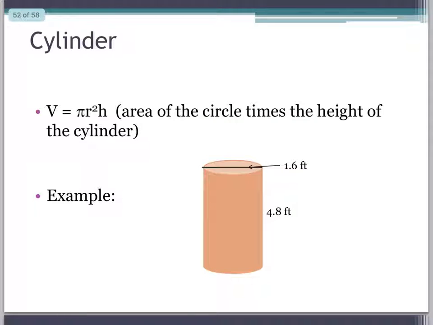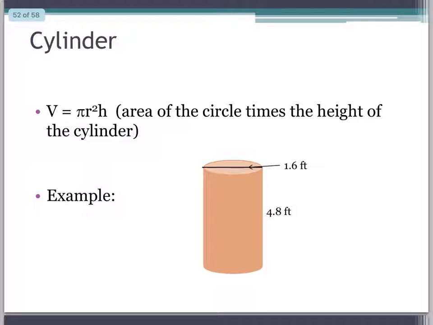Now again, we already know what a cylinder is, right? Basically, it's a circle multiplied by the height here. So volume, in this case, has a nice formula: pi times the radius squared times the height. Notice not the diameter, but the radius. So you're going to do pi times the radius squared times the height.